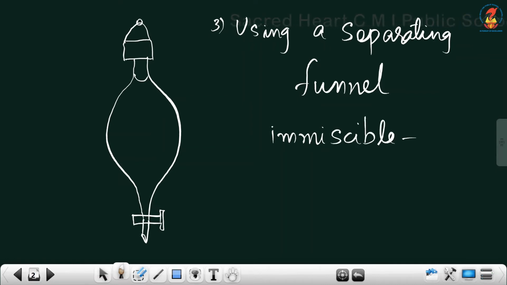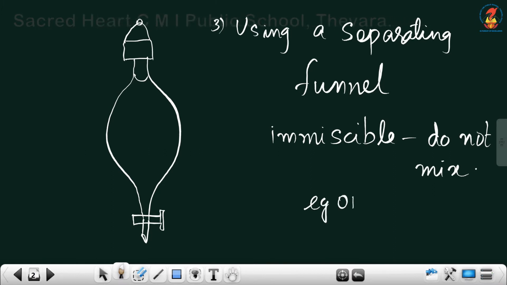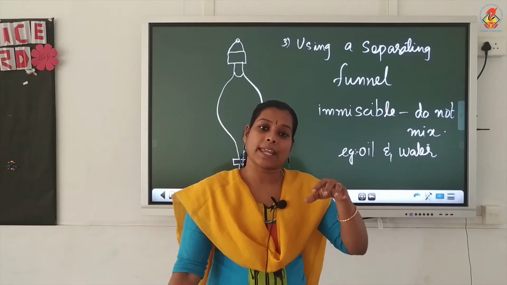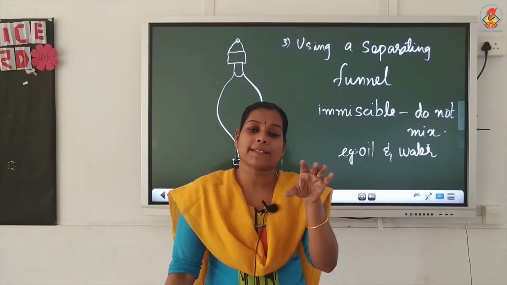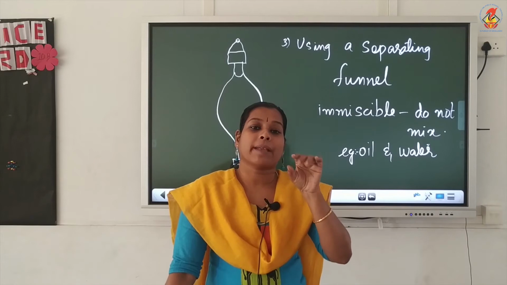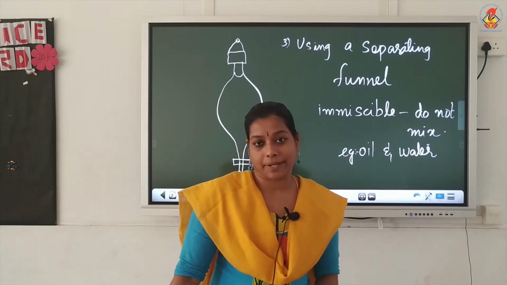Immiscible liquids do not mix with each other. Example, oil and water. That is an example of an immiscible liquid. So, oil and water, when we are mixing them, they will remain mixed there, and after some time both the layers will be separated.